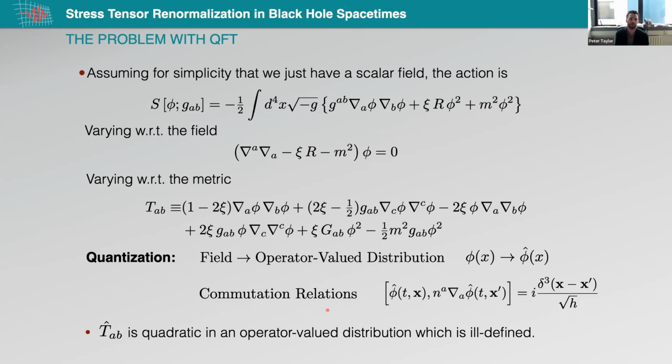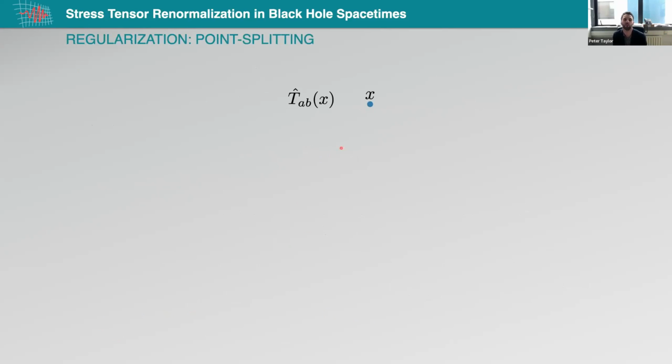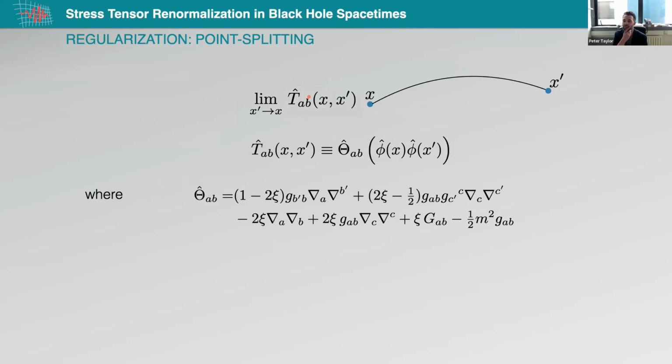Okay, so we need to regularize this quantum stress energy tensor. One way to do this is called point-splitting regularization. The idea is, instead of considering a quantum stress energy tensor, which is some operator-valued distribution, we consider the coincidence limit of a bi-distribution, an operator-valued distribution at two space-time points, x and x prime. Eventually we have to take the coincidence limit, the limit as x prime goes to x, but let me ignore that for the time being.